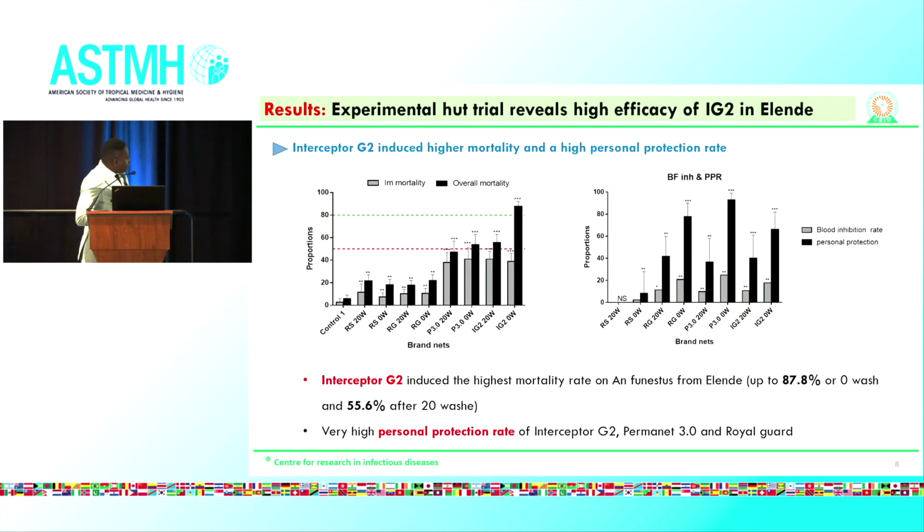Now coming to the experimental hut trial, what we notice is a very high efficacy of Interceptor G2 nets, with a very high level of mortality compared to other nets, even the PBO nets, which is PermaNet 2.0. So the 20 wash and 0 wash Interceptor G2 was most efficient, and even the personal protection rates, which is the ability of the nets to protect the sleepers from the biting of mosquitoes, was very high for PermaNet, Interceptor G2 and WireGuard.